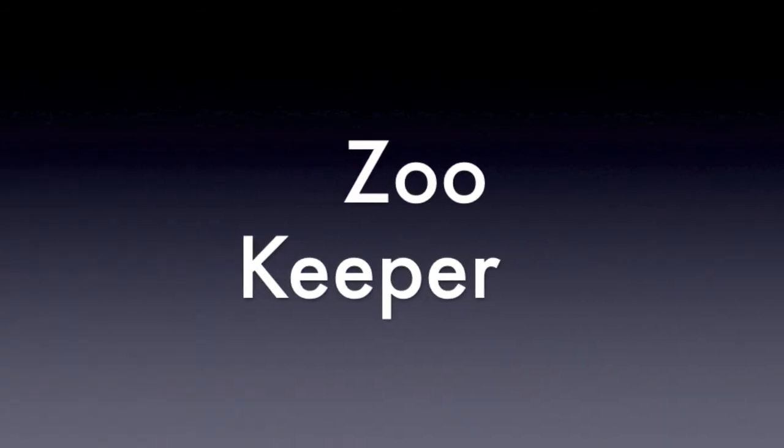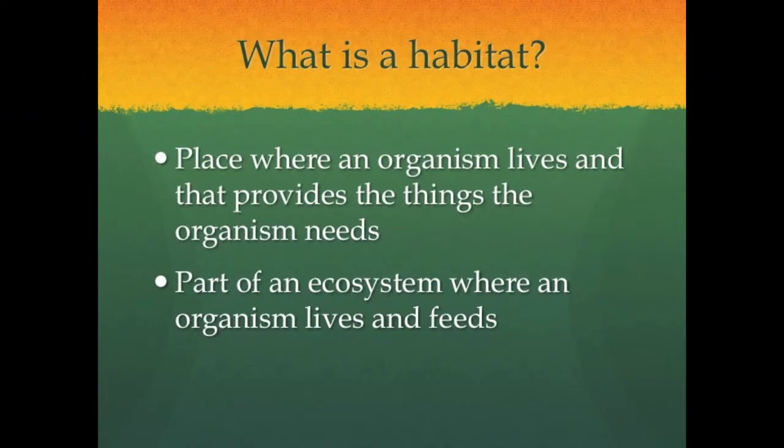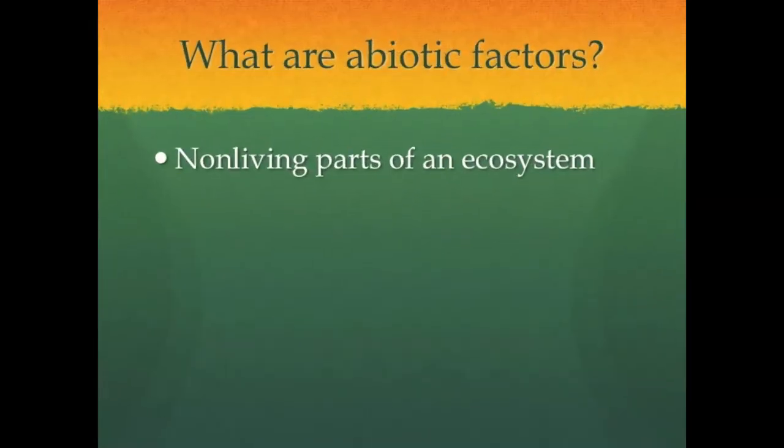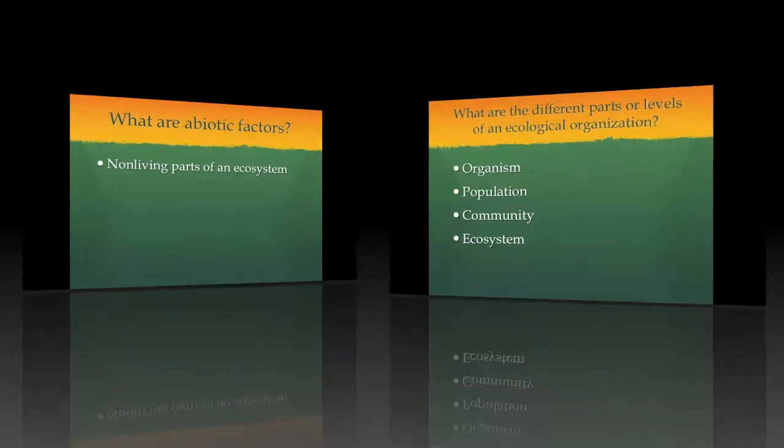We start out here in the section of Zookeeper. What is a habitat? That's a place where an organism lives and provides the things the organism needs, or also, another definition, part of an ecosystem where an organism lives and feeds. Biotic factors, those are going to be those living parts of an ecosystem. And we flip to abiotic, those are the non-living parts. Remember, they've never been alive.